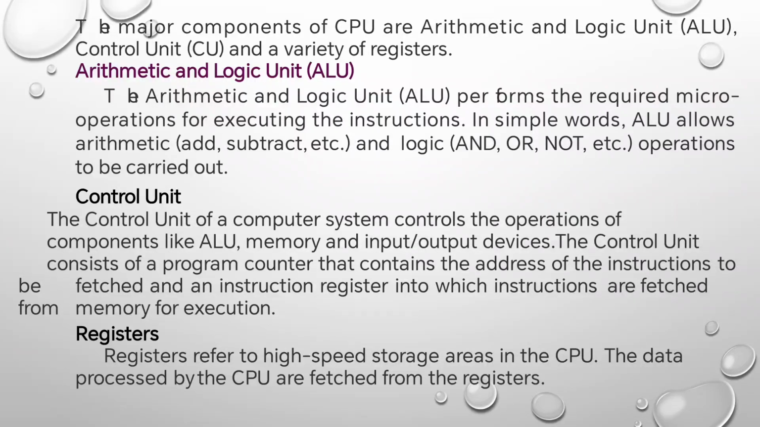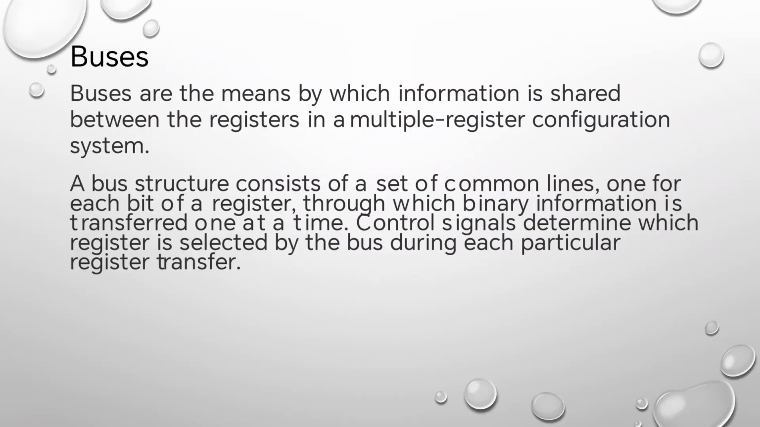Control unit. The control unit of a computer system controls the operations of components like the ALU, memory and input-output devices. The control unit consists of a program counter that contains the address of the instruction to be fetched, and an instruction register into which instructions are fetched from memory for execution. Registers. Registers refer to high-speed storage areas in the CPU. The data processed by the CPU are fetched from the registers.